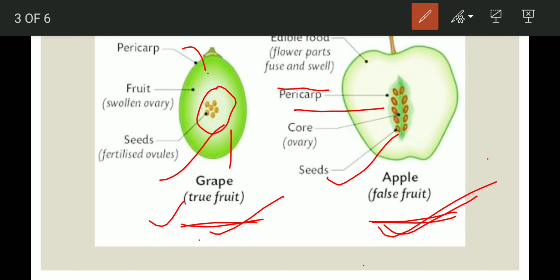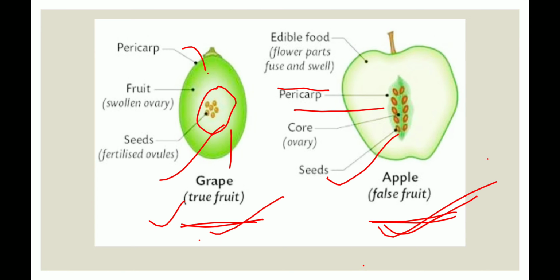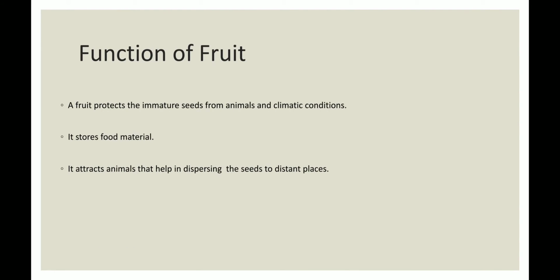Okay students, now a fruit may be dry or fleshy also. Okay, what is a dry fruit? You have seen dry fruits. In dry fruits, the fruit wall is hard, thin, and dry. It is not distinguished into three layers: epicarp, mesocarp, and endocarp are not distinguished, meaning you cannot see epi, meso, and endo in dry fruits. And examples of dry fruit are gram, pea, bean, maize.